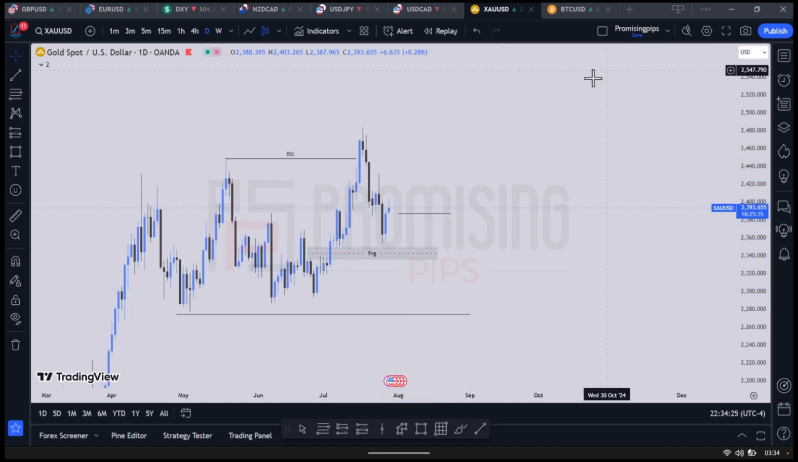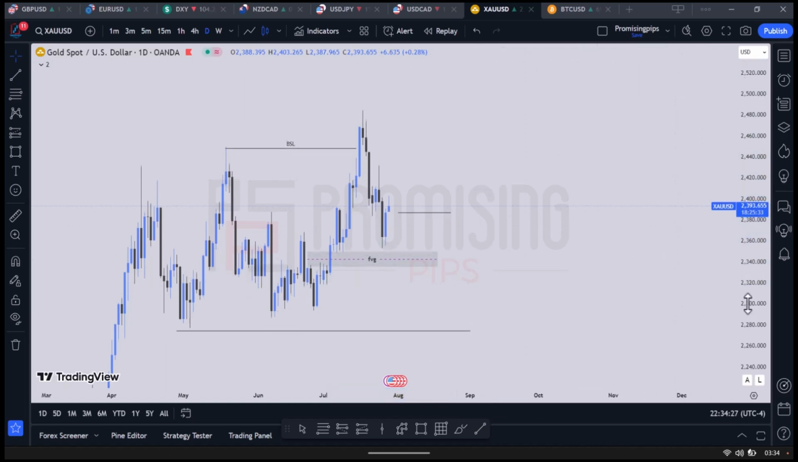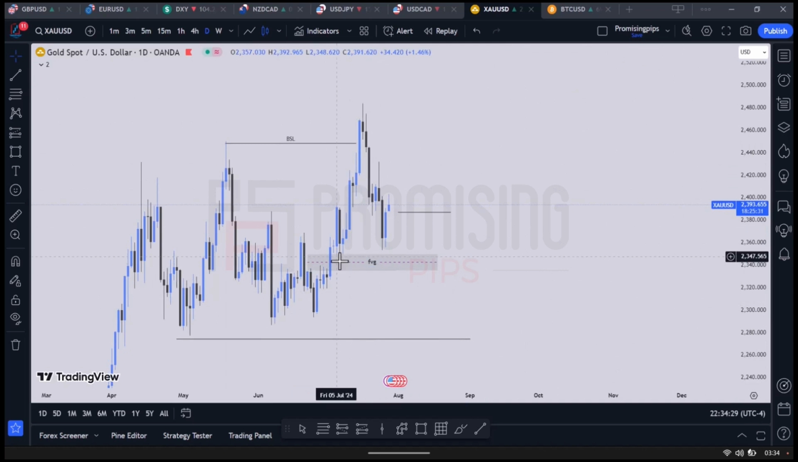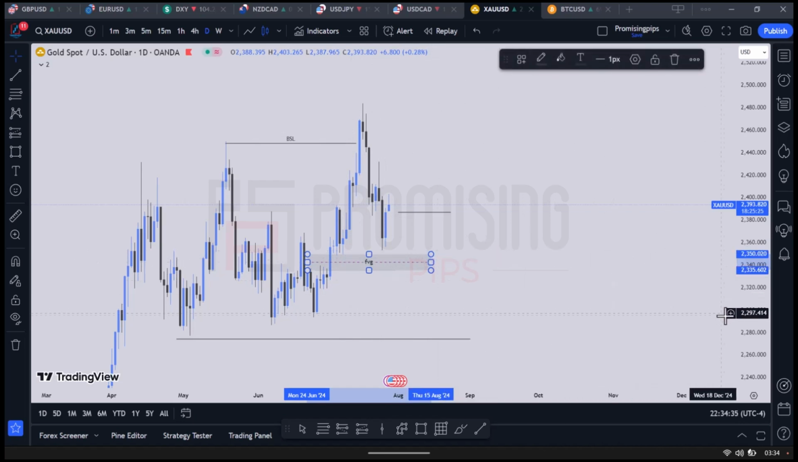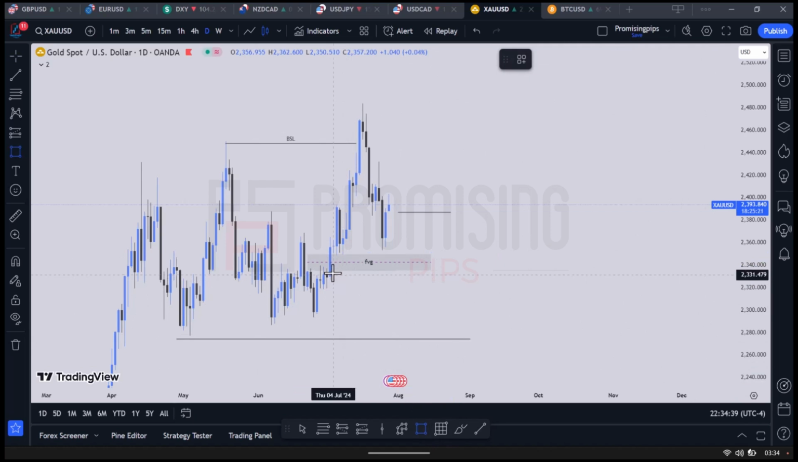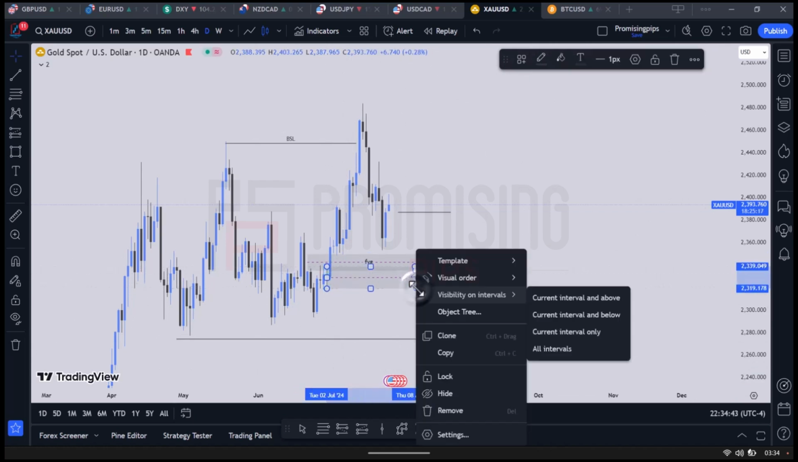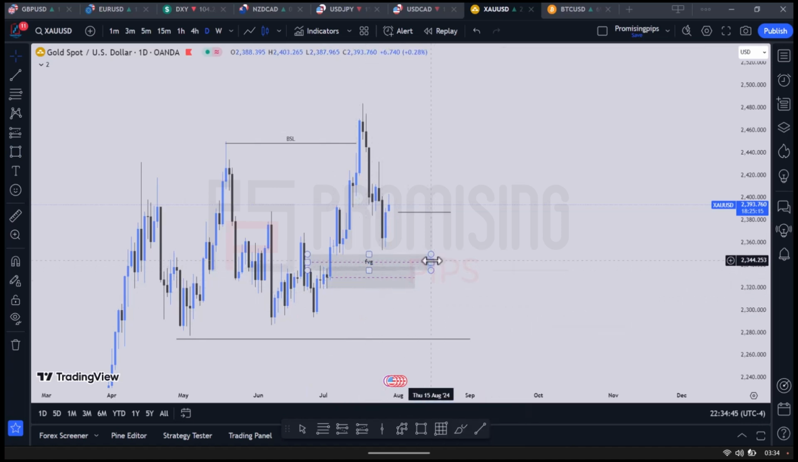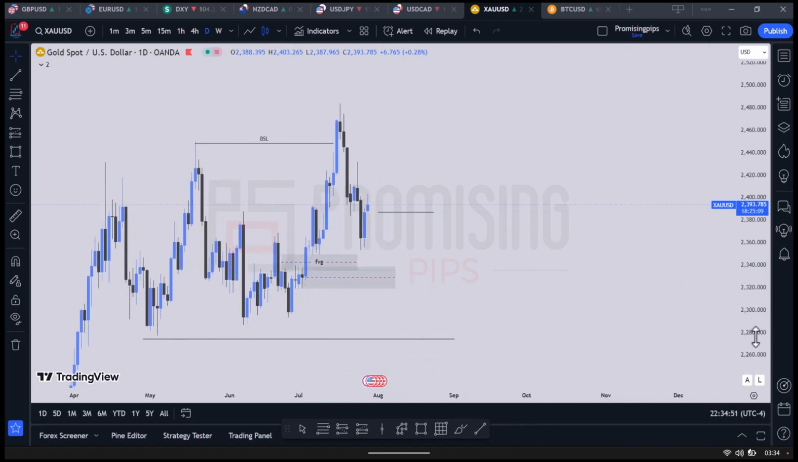And also, we have what? We have the weekly inefficiency, which is a fair value gap, yet inactive, right? And also I'm seeing a bullish order block here. So I'm seeing two reasons. Although I am seeing some buys, right?